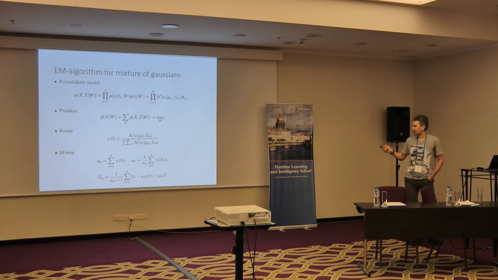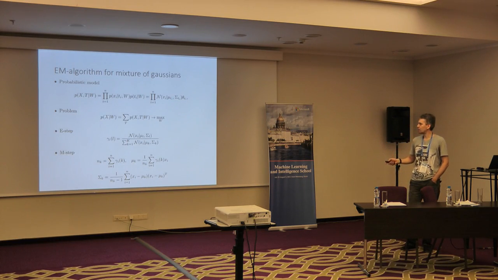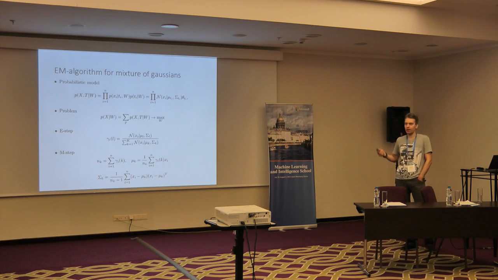Okay, and this is an algorithm for separating mixtures of gaussians. So this is again our model for mixtures of gaussians. The problem is to estimate W given only X. So we do not know T. If we knew T, the problem would be trivial. We would just estimate the parameters of each Gaussian independently. But if we do not know T, we have an incomplete likelihood. So we perform the EM algorithm.